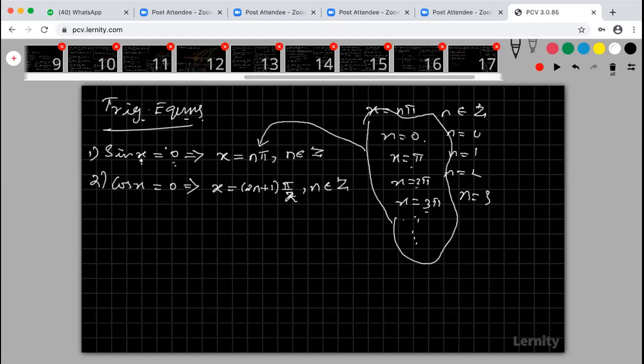Of these, the two values 0 and pi belong to the range 0 less than or equal to x less than 2 pi. Any x value that lies between 0 and 2 pi is called a principal solution. Other values are general solutions, not principal solutions. Similarly, when cos x is 0, x is equal to odd multiples of pi by 2.